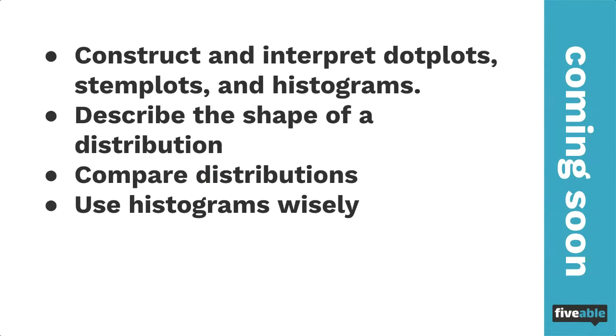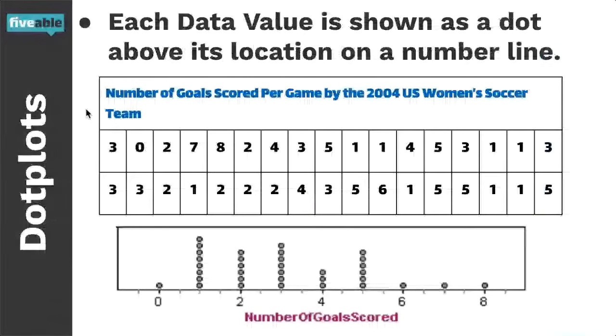Moving right along. Okay, so here we have our first data display, which is a dot plot. In a dot plot, each data value is shown as a dot above its location on a number line. So here I have some data. It's the number of goals scored per game by the 2004 US women's soccer team. So a whole bunch of data points.